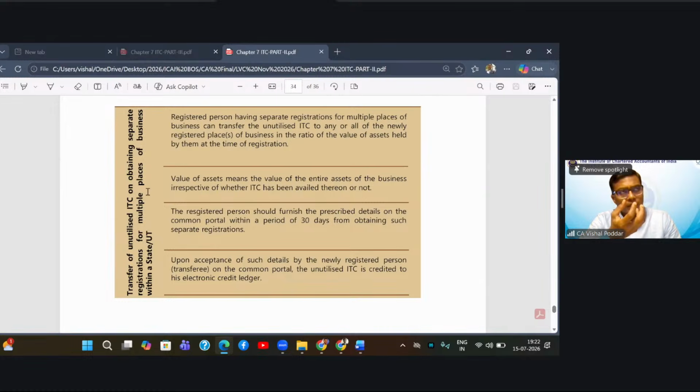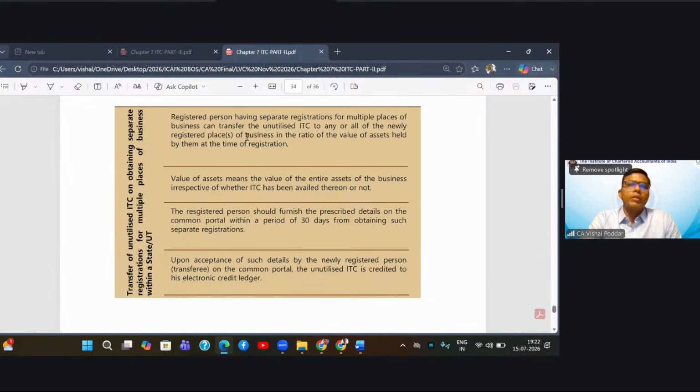Now, if the branches are being segregated by taking separate GST numbers, you should transfer the unutilized ITC balance to these branches. So this is what this provision says, that whatever is the common ITC sitting in one registration will have to be divided and passed on to the different branches who are now having a separate GST number. Again, the question is, how will you divide the common ITC?